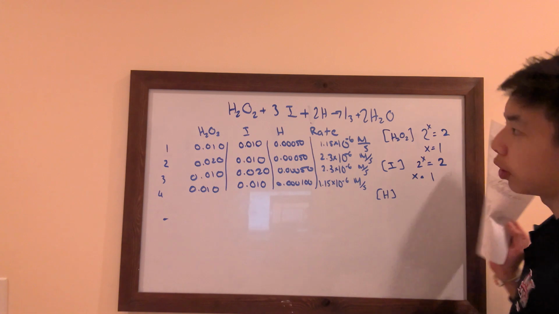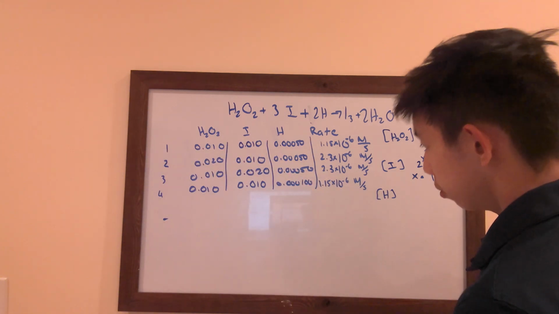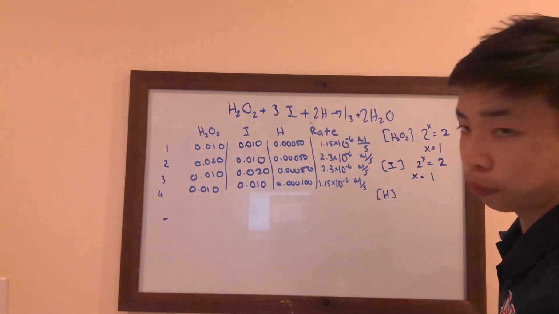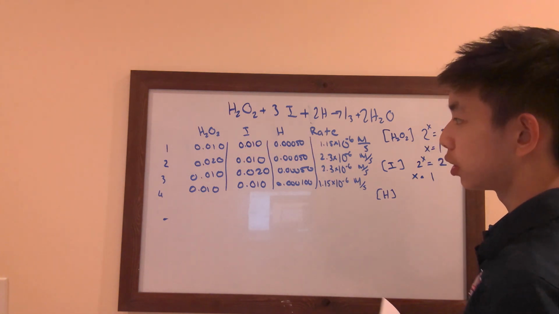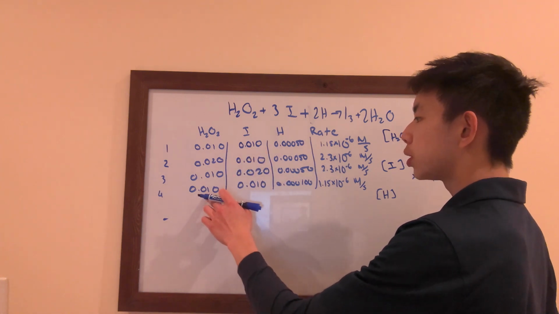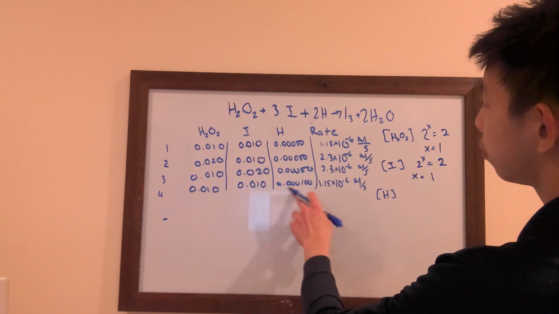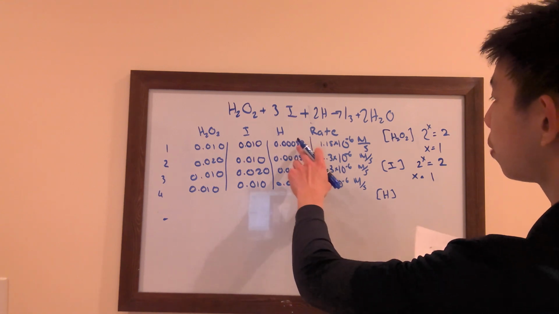Alright, for H, you find an H2O2 and the I that are constant. So automatically I see 1 and 4 work, right? Because 0.010, 0.010, 0.010, 0.010. So you take this 0.1 divided by 0.something50.